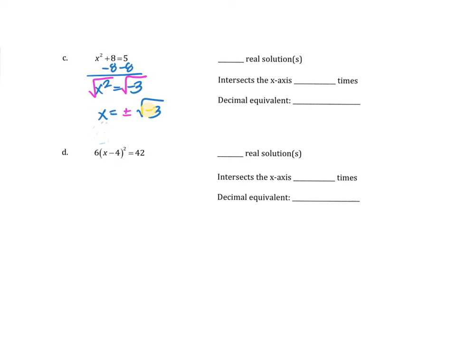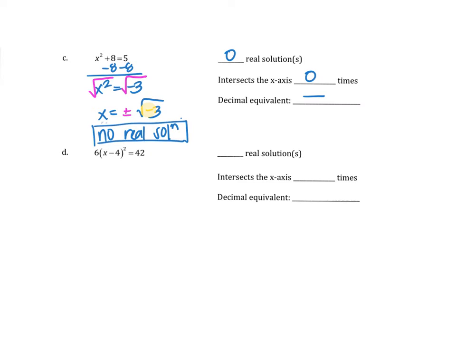At this point, our final answer, because we cannot take the square root of a negative number, would be no real solution. Notice I added the word real, because all quadratics have two solutions. We are only focusing on real solutions. So there are 0 real solutions, which means it should intersect the x-axis 0 times.